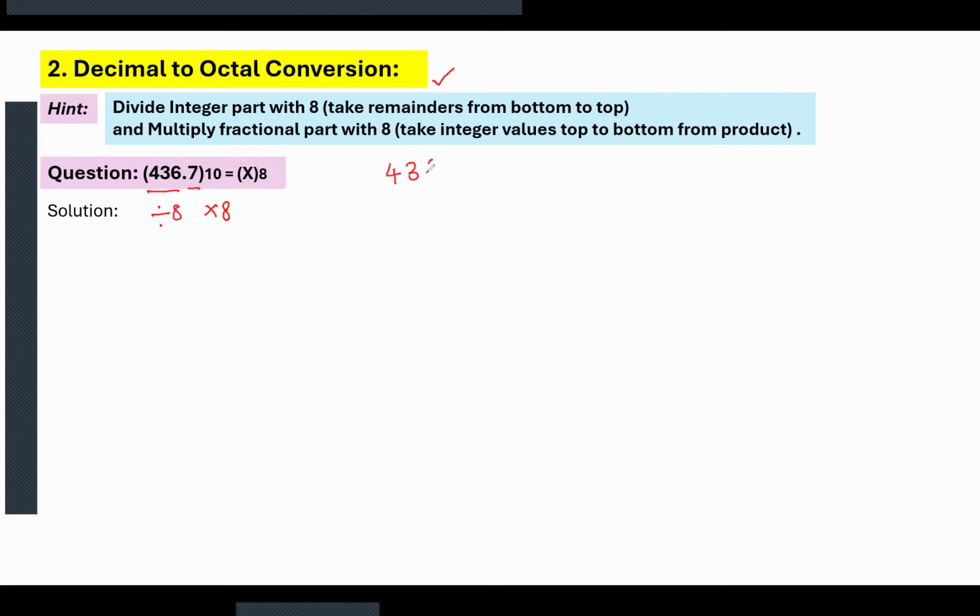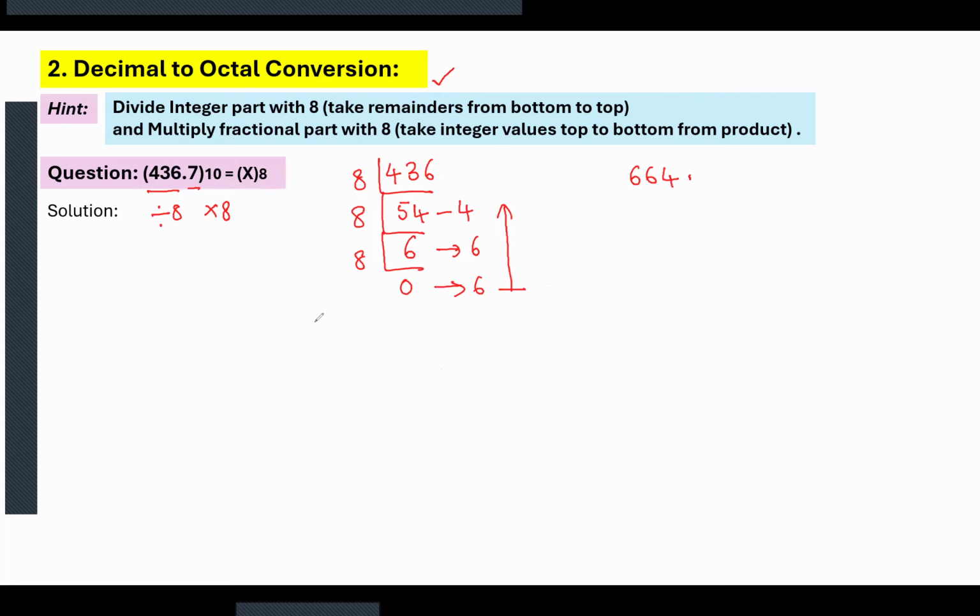This is integer part 436 by 8. 8 5s are 40. 8 4s are 32. The remainder is 4. Now 8 6s are 48. This is 6 remainder. 8 0s, the remainder is 6. Okay. Now we should take the values from bottom to top. So the integer values are 664 point.